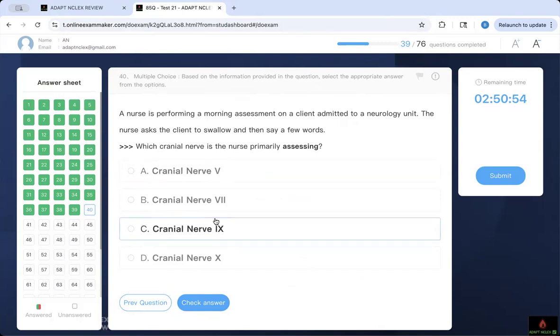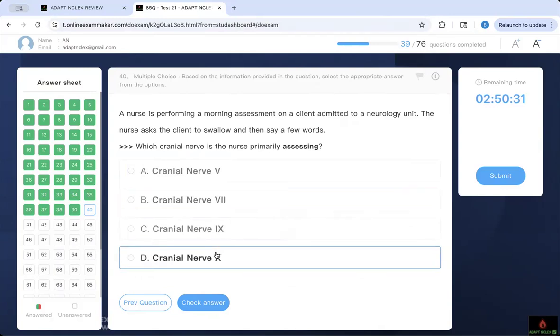Cranial nerve 5, cranial nerve 7, cranial nerve 9, and cranial nerve 10. What do you think? 5 is trigeminal, sensation of your face. 7 is facial, movement of your face. Therefore, none of them is involved in speech.